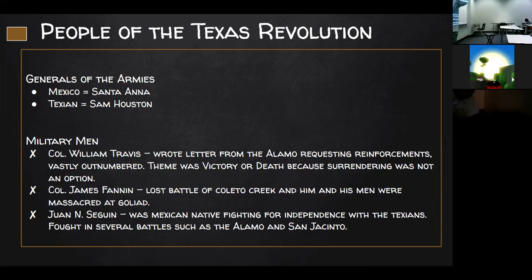And then Juan Seguin, he was a Mexican who actually fought for the Texas side.